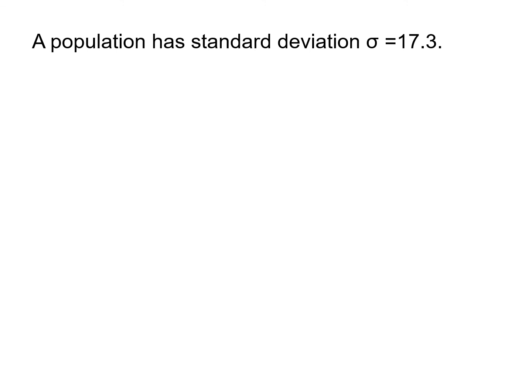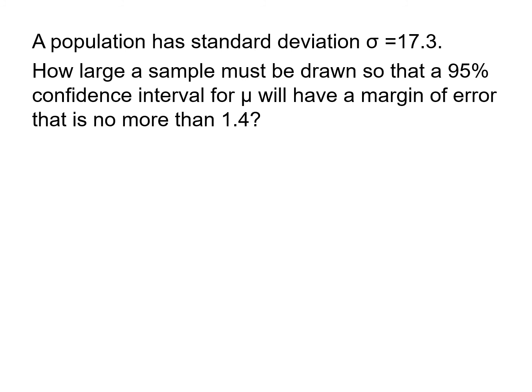Say I told you a population has a standard deviation of 17.3. How large a sample must be drawn so that a 95% confidence interval for mu will have a margin of error that is no more than 1.4? Okay, so we don't want to have a high margin of error, so we want to keep things within a certain range. So we want to use that boxed equation and plug the numbers in. A 95% confidence interval would mean 1.960 for z star. We have a sigma of 17.3, and our m, margin of error, is 1.4.